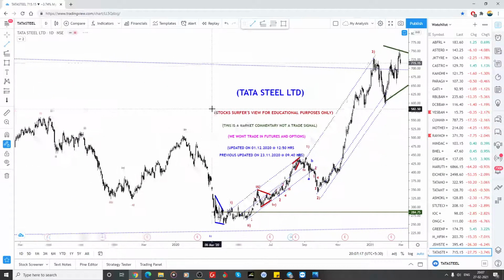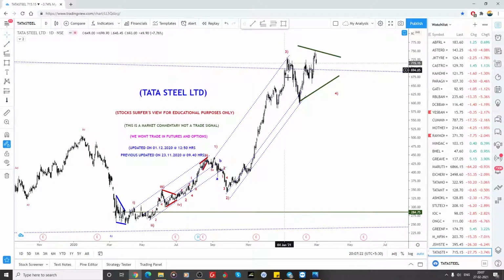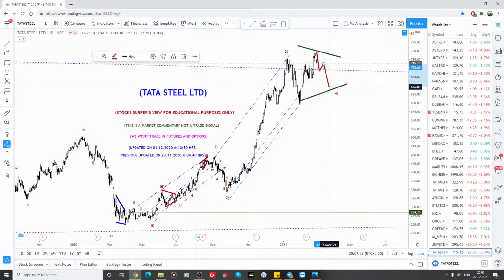Yeah, Tata Steel, there is no change. I'm expecting that. See here, it's a three-wave structure. Here again, the three-wave structure. So it could be a triangle, or it could be an irregular flat from here, whether it is an expanded flat or a running flat.